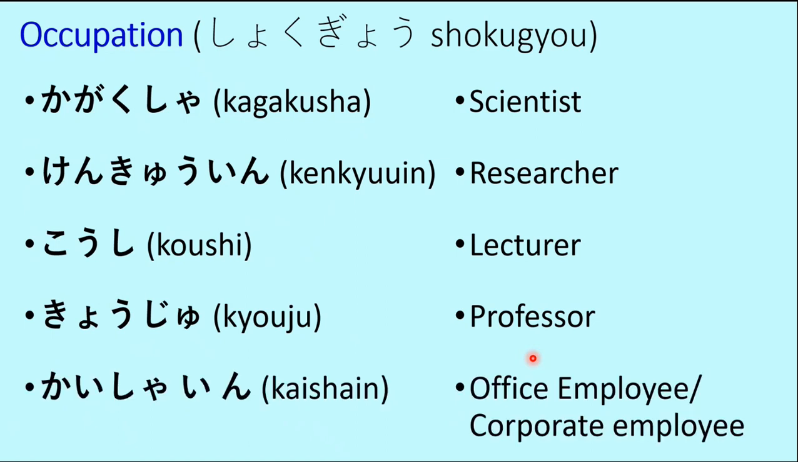Kaishain. Kaishain means a normal office-going employee or a corporate employee. So anyone who is going to the office for normal administrative work or any kind of work. This is a very general word, kaishain, which represents an office employee. This word is very frequently used in day-to-day Japanese life, kaishain.